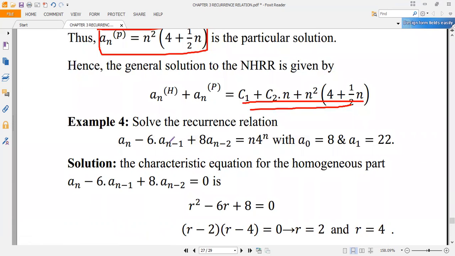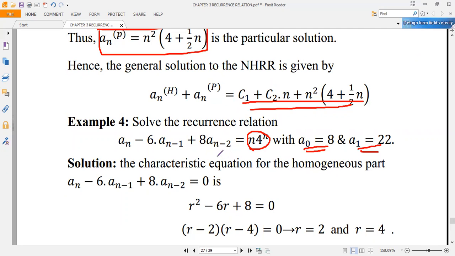Okay, the last example is when the non-homogeneous part becomes the product of a polynomial and an exponential function. We are given two initial conditions to determine the coefficients of the solution to the homogeneous part. So what is the equation? The equation is an equals 6 an minus 1 minus 8 an minus 2.